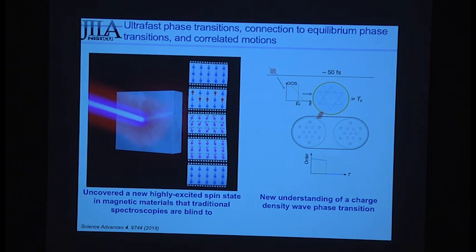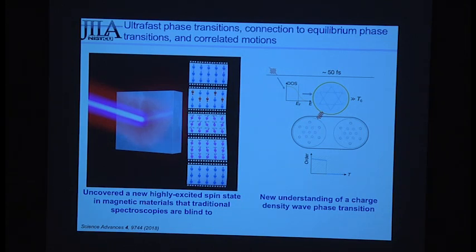But one thing we found is that the reason there's been a lot of confusion in understanding the flow of energy in these systems is that traditional spectroscopies are actually blind to some of the excited states. A traditional spectroscopy is averaging over the whole band structure, but if you have a highly excited state, it's only in one part. And when they average, you just don't see what that excited state is. And this was something we fell over.